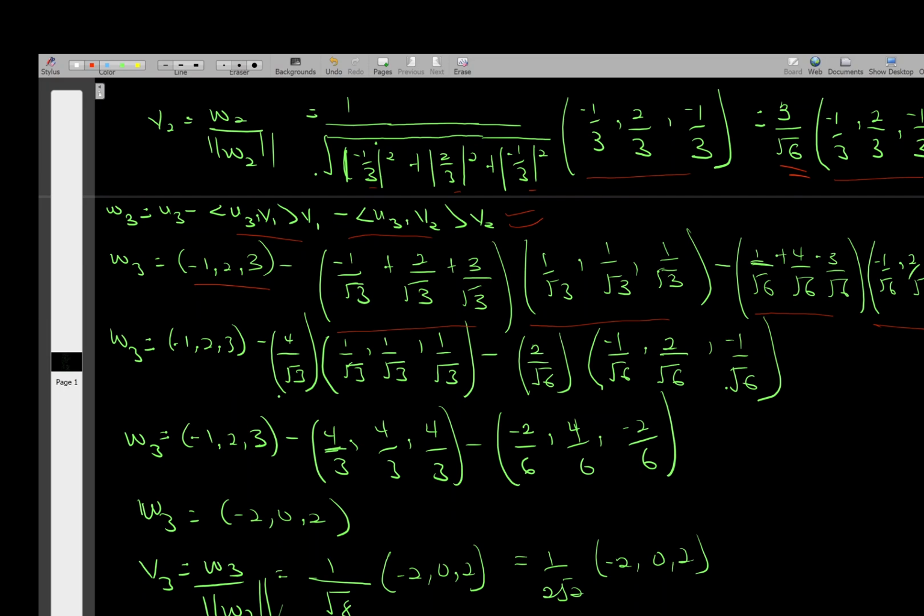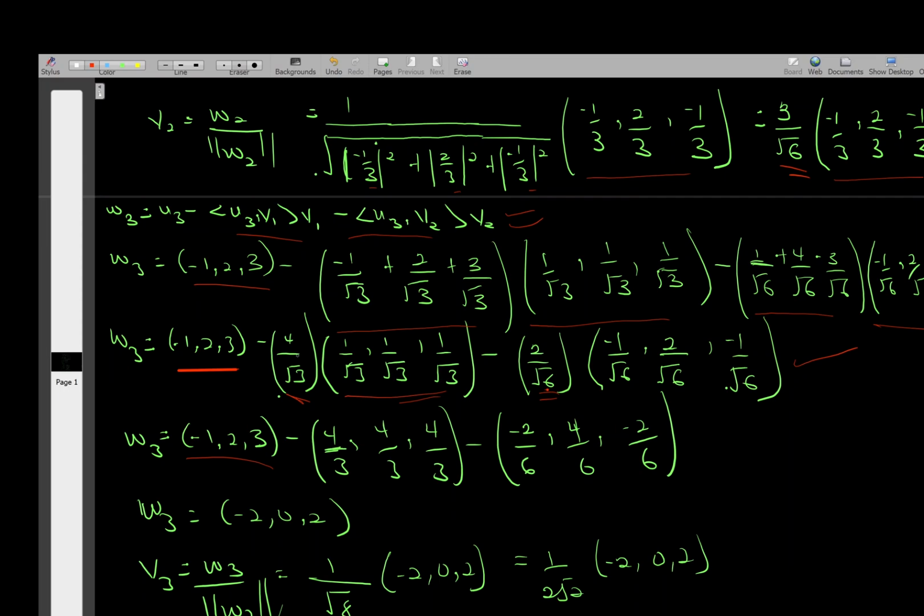Multiply by V1. Okay. Minus now, 1 over root of 6 plus 4 over root of 6 minus 3 over root of 6 is 2 over root of 6, multiplied by V2. So when you consider the second term, the first term is given by negative 1, 2, 3. On the second term, you can multiply this vector by the scalar 4 over root of 3. When we do that, 4 times 1 equals 4 divided by root of 3 times root of 3 is 3, and the same for 2. So you get 4 over 3, 4 over 3, 4 over 3. The same thing applies to the third term: we multiply through by 2 over root of 6, and when we do that, we get this.